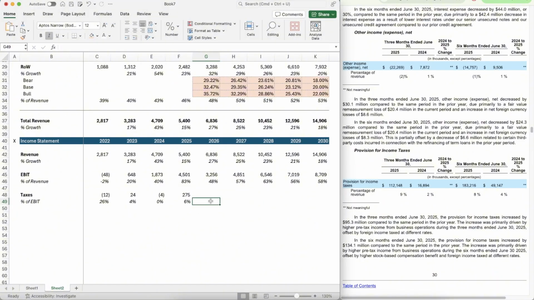So let's say it just goes up to 10%. Just copy that all the way along. Okay, no, let's be a bit more. Let's just keep increasing it that way and say that it eventually gets to a much higher tax rate. Okay, looks good. Now we're going to go into the cash flow items.